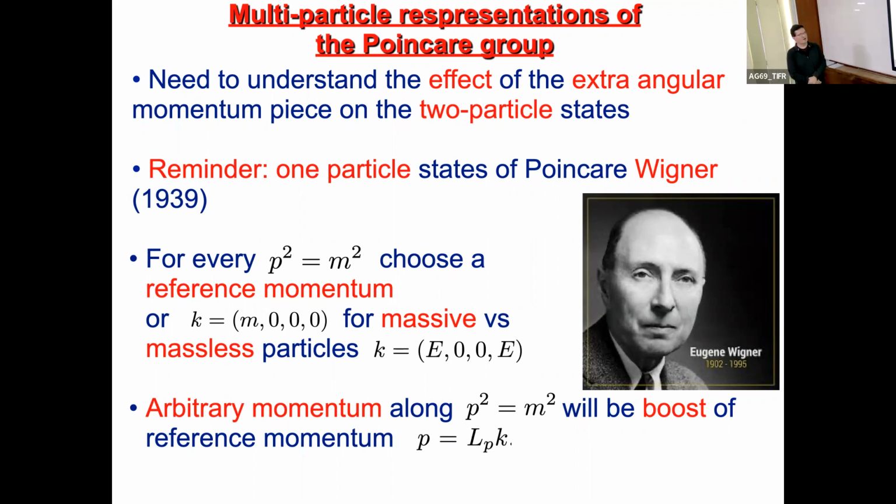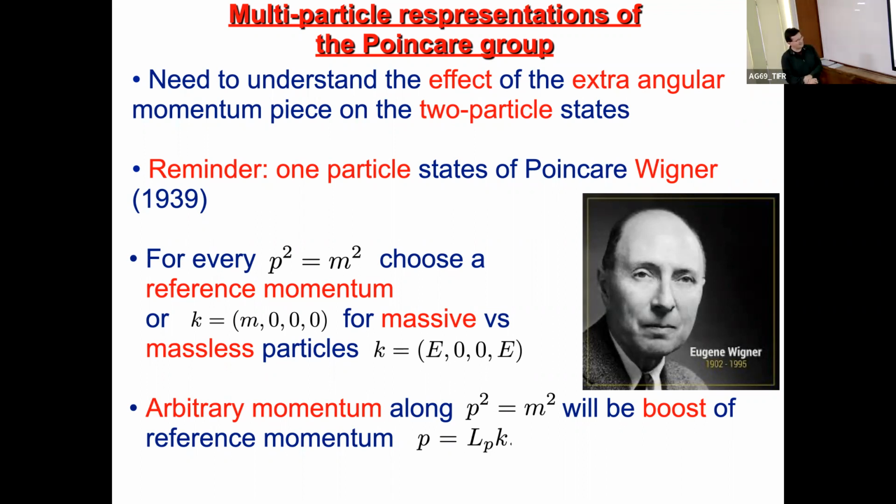What the reference momentum means is essentially go into the simplest frame, the frame where the system has the biggest symmetry. If you have a massive particle, you can always go to the rest frame of the particle, and that will be the reference momentum for a massive particle. For a massless particle, you can of course not go to the rest frame, but you can rotate the momentum in the z direction. That's what we call the reference momentum for a massless particle.